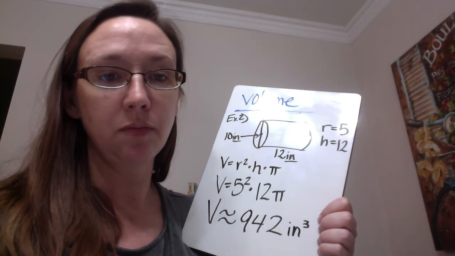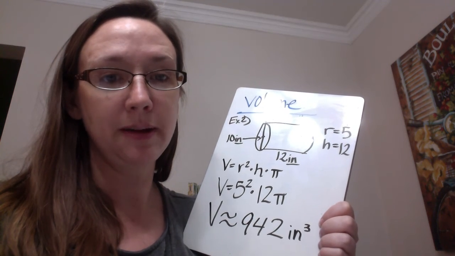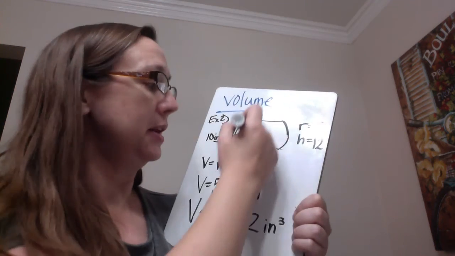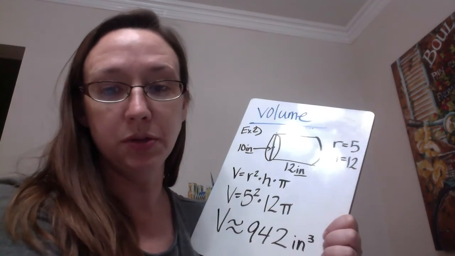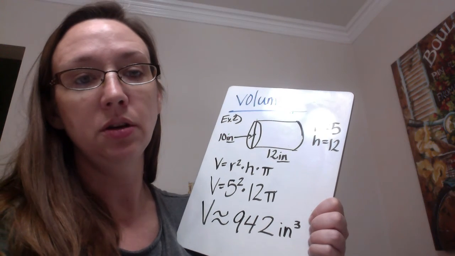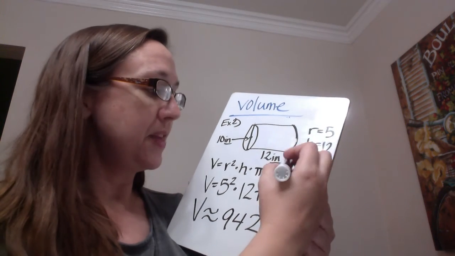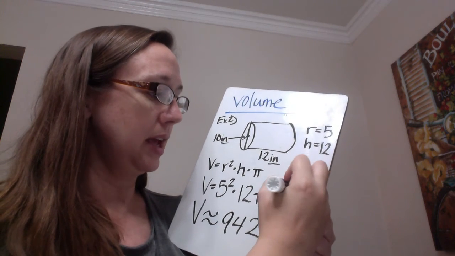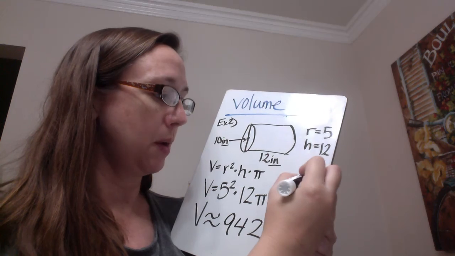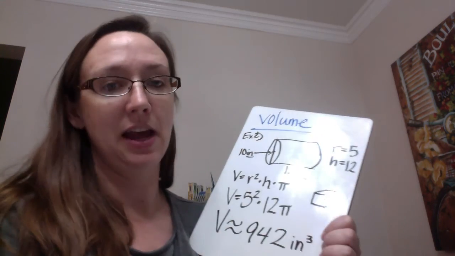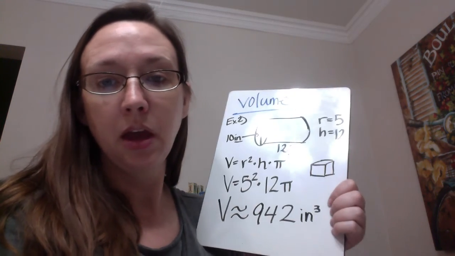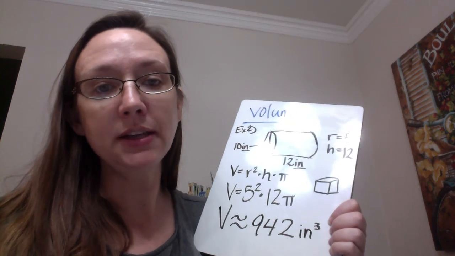All of our units are going to be cubed for volume because volume is asking how many cubes fit inside. So your answer should be this many cubes, 942 inch cubes. Think about that, it's literally a cube that's 1 inch by 1 inch by 1 inch. It would take 942 of those cubes to fit inside of this cylinder. Okay, so those are the two main ways that you're going to see this.